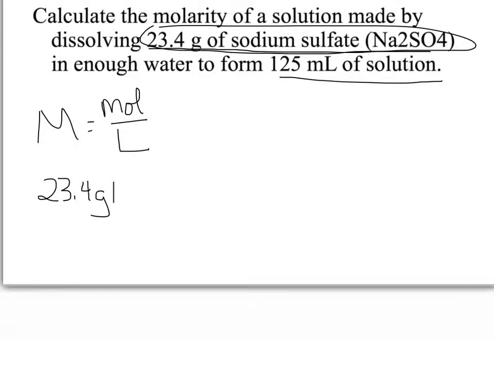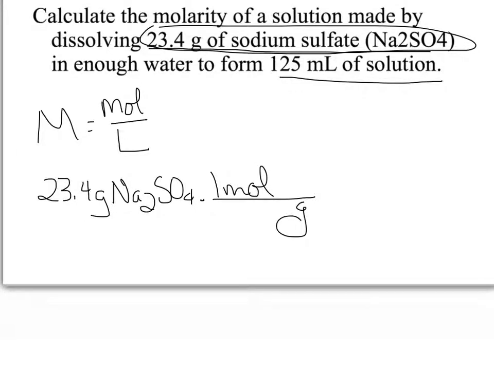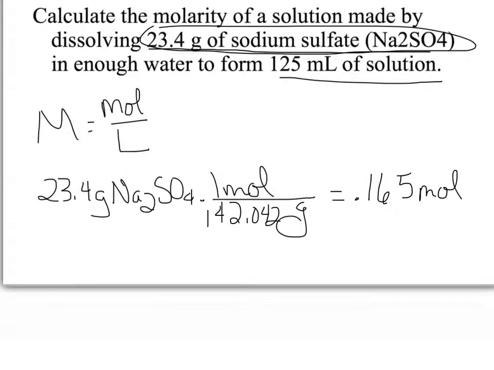23.4 grams of Na2SO4. Grams goes on bottom, and moles goes on top. And how many grams are in 1 mole? Remember, always. So get out your periodic table and add that up. I got 142.042. And then when you divide 23.4 by that, I got 0.165 moles. So I'm almost done.